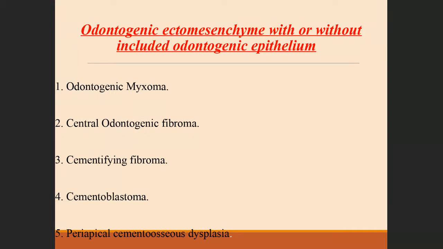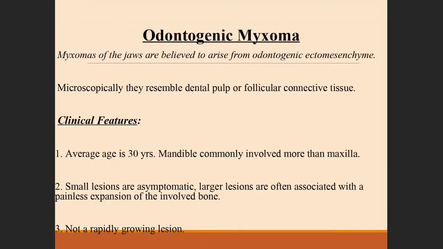We'll be discussing only odontogenic myxoma and cementoblastoma. So coming to the first one, that is odontogenic myxoma. Now, myxomas are tumors which are seen throughout the body. Sometimes you see them in the limb areas. But whatever myxomas you see in the jaw areas are believed to arise from the odontogenic ectomesenchyme, or they are truly odontogenic in origin. The pathogenesis of myxomas in other parts is not the same as that of the jaw area. So whatever myxomas are reported in the jaw area are truly odontogenic in origin.